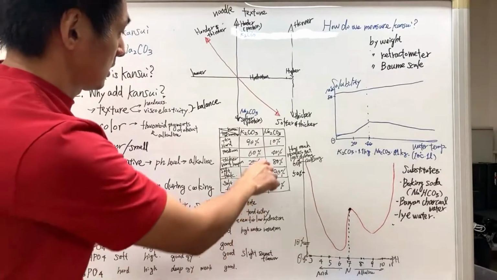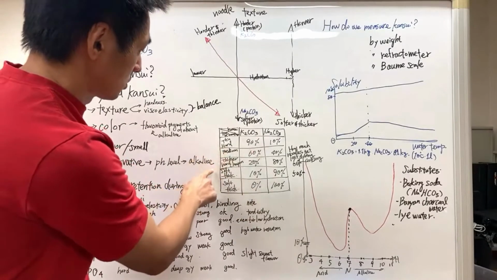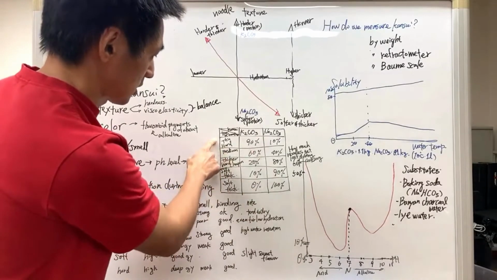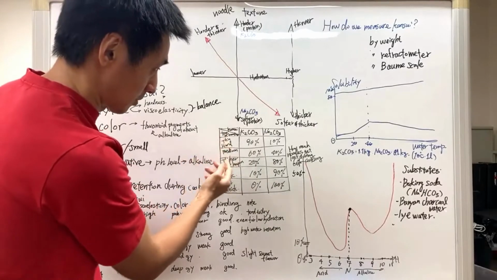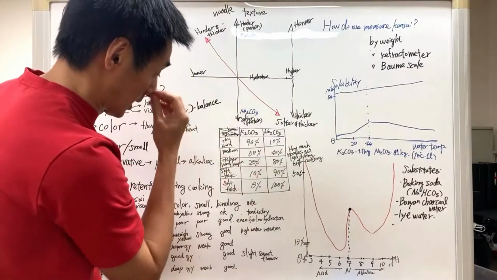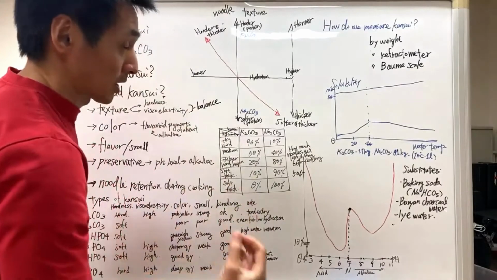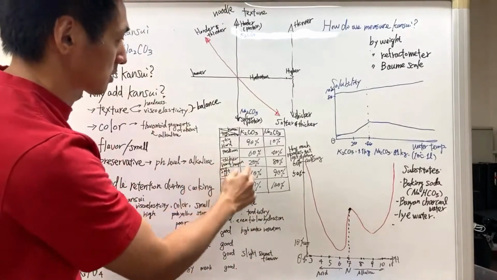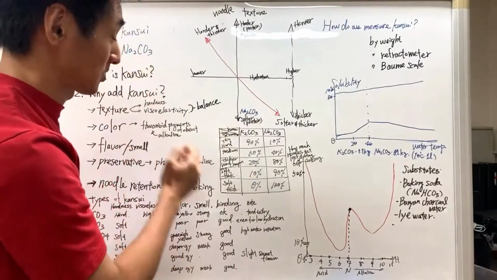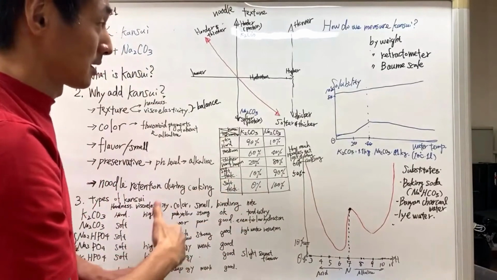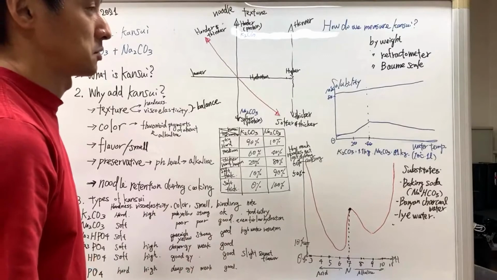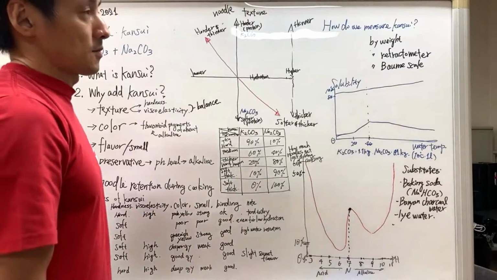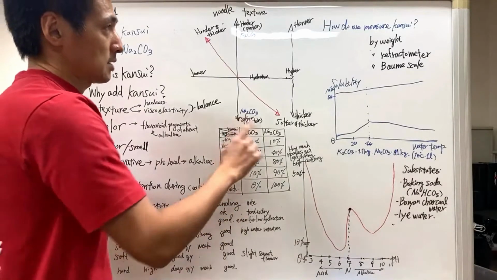The basic rule is thinner, harder noodles: increase potassium carbonate and decrease sodium carbonate. And thicker, softer noodles: you want to increase the sodium carbonate. That's the basic rule, but it really depends on what kind of final texture you want in your noodles. So, how do we measure?